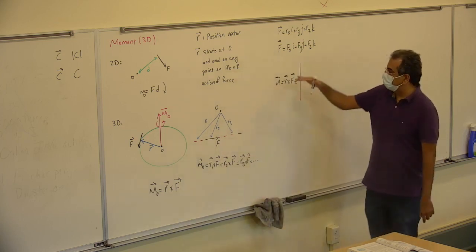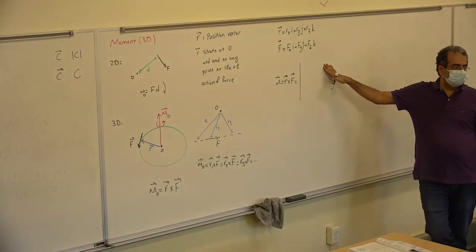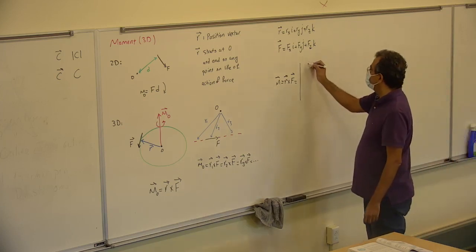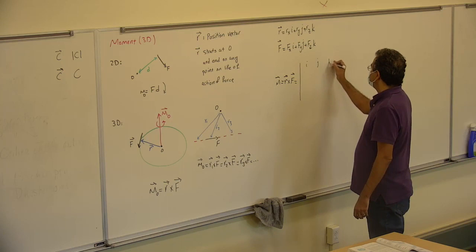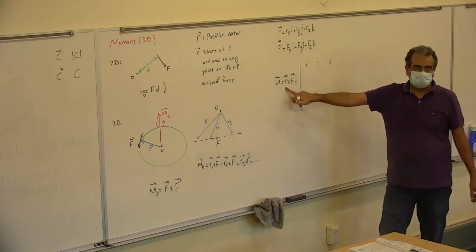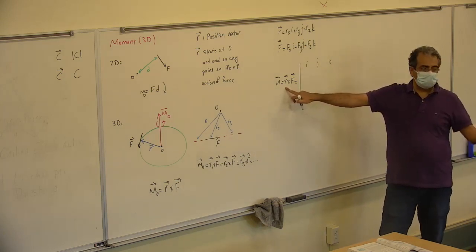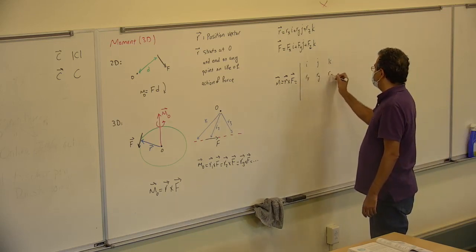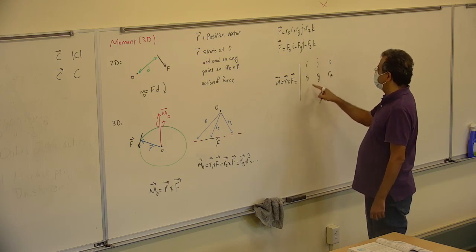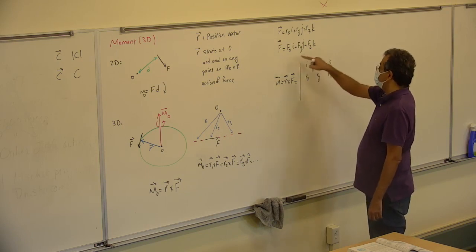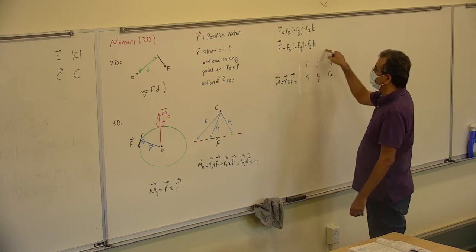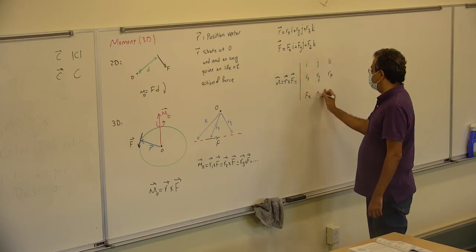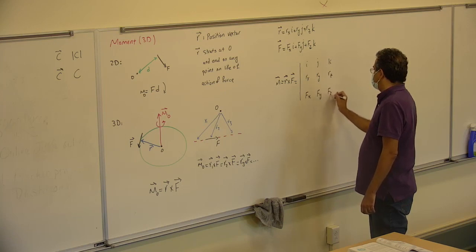What was the first line of the determinant? The first line is always i, j, k. The second line is the components of the first vector, so it's going to be rx, ry, rz. And the third line will be the components of the second vector, the force. So it's going to be fx, fy, fz.